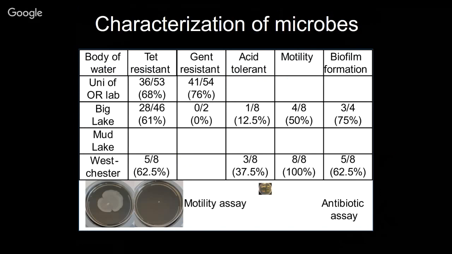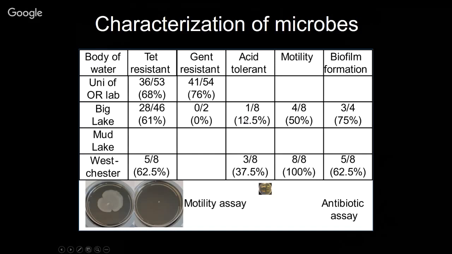As I said, we have all these different microbes that we've isolated, so we've started playing with them, looking at the resistance to different antibiotics. Here I'm just showing TET and gentamicin, but we're also doing another antibiotic. These are really early in the studies, and so the numbers are really low here, but we're looking for differences in antibiotic resistance between our populations. We're also looking at acid tolerance.